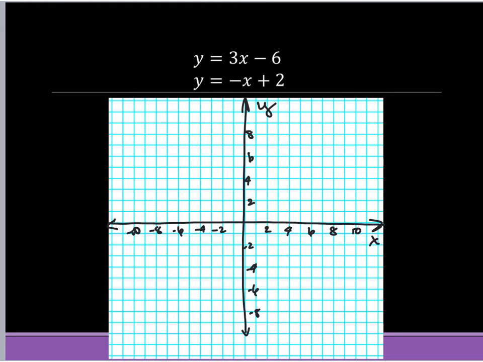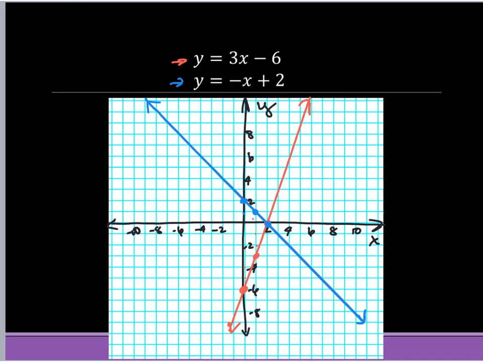So the first thing I'm going to do is graph y equals 3x minus 6. I'm going to start out at my y-intercept of negative 6, and I have a slope of a positive 3, so I'm going to go up 3, 1, 2, 3, over to the right 1, up 3, 1, 2, 3, over to the right 1, and I'm going to connect these 2 points. Next, I'm going to graph the equation y equals negative x plus 2, and I'm going to do that by starting out on my y-intercept of 2, and I'm going to go down 1 and to the right 1, down 1 to the right 1, and I'm going to connect these points then.